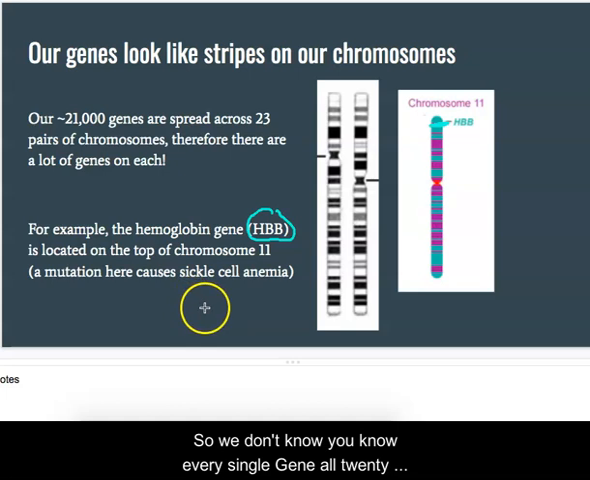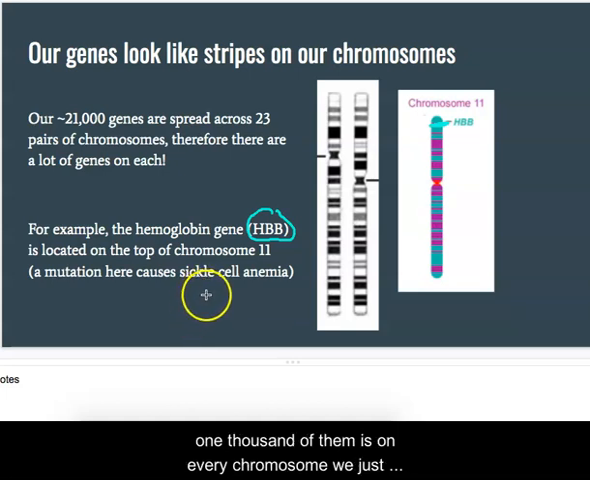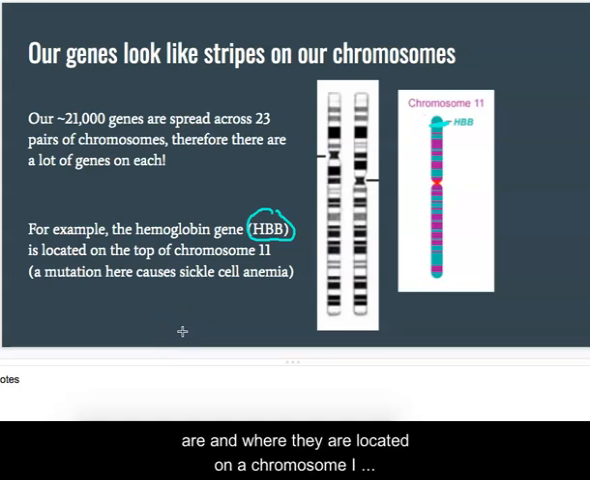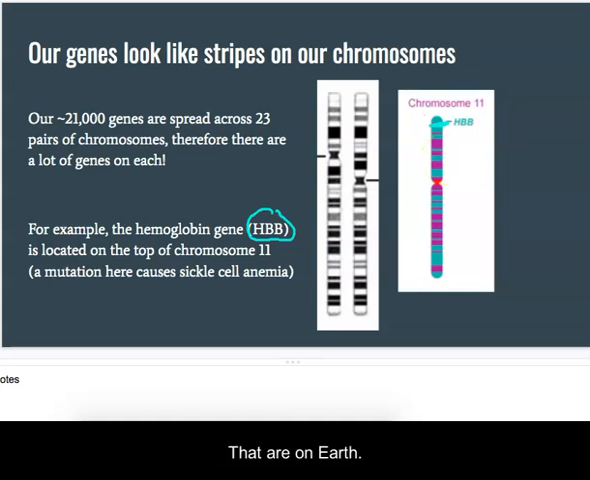So we don't know every single gene, all 21,000-ish of them, on every chromosome. We just don't. We haven't gotten there yet, and technology is not there. But we do know where a lot of key genes are and where they are located on our chromosomes. I just wanted to point out that these different banding pieces go along with different genes that are on our chromosomes.